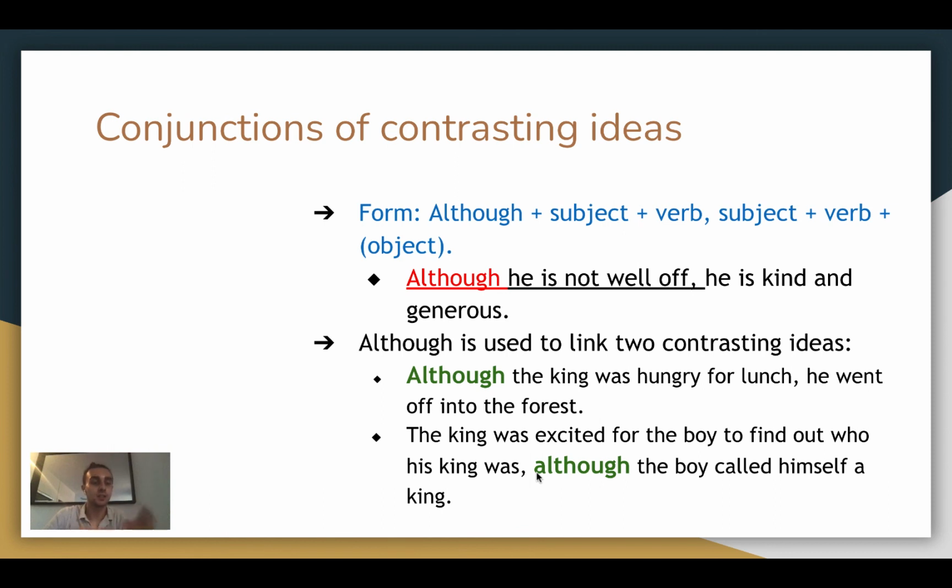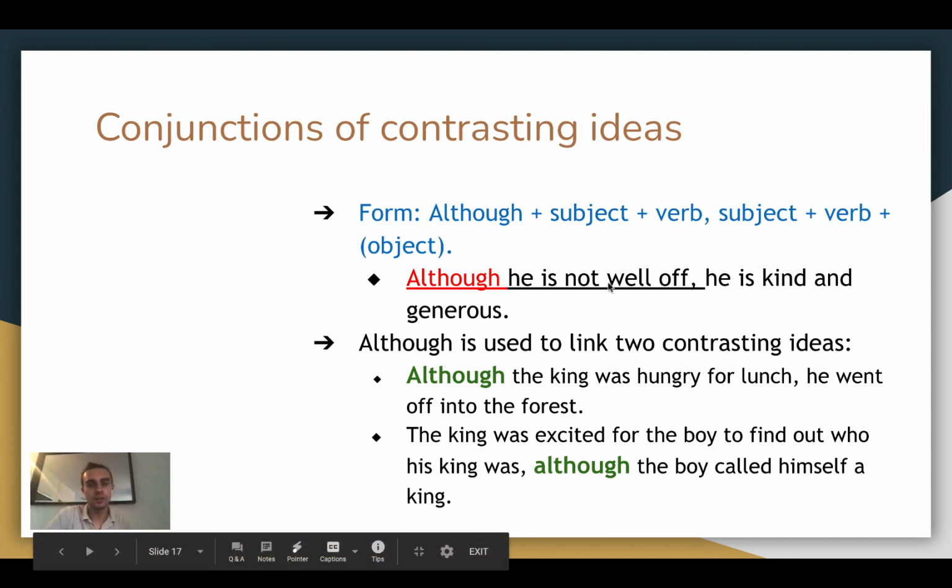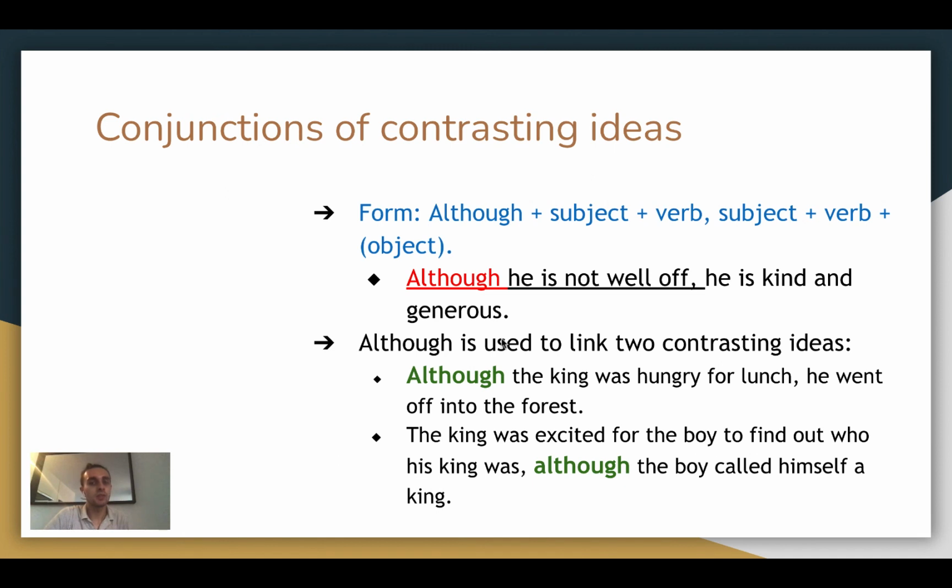One fact makes the other fact surprising, right? So we're surprised that if someone is not well off, if they don't have a lot of money, it's surprising that they're kind and generous, right? It might be surprising that the king went off into the forest when he was hungry for lunch, right? We think he would wait to eat lunch, but no. So although is used to contrast two ideas.